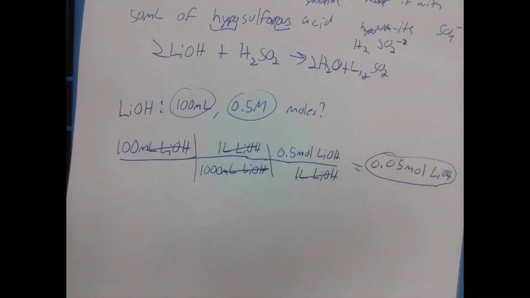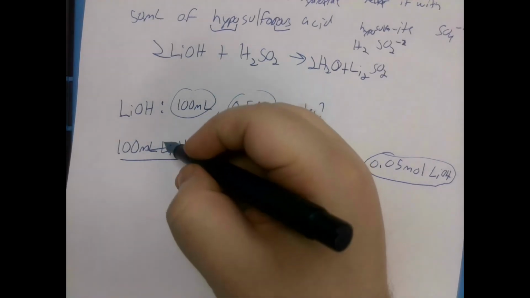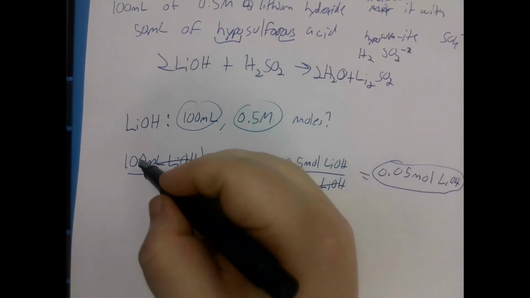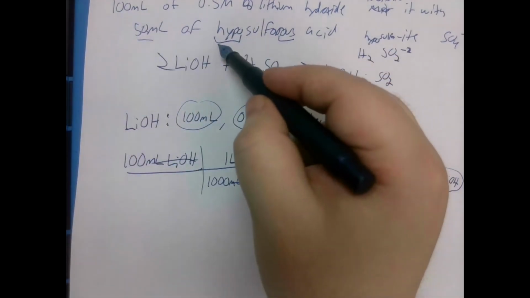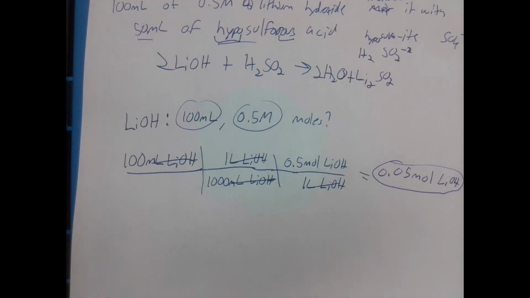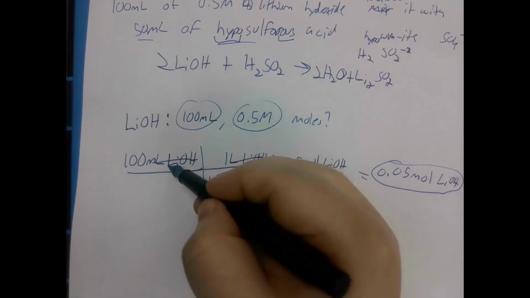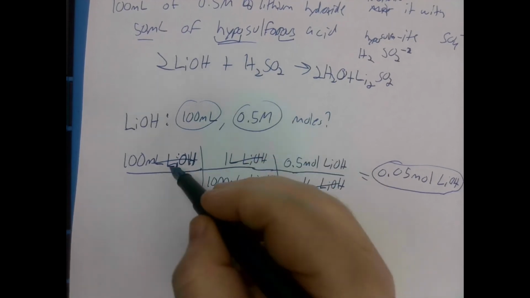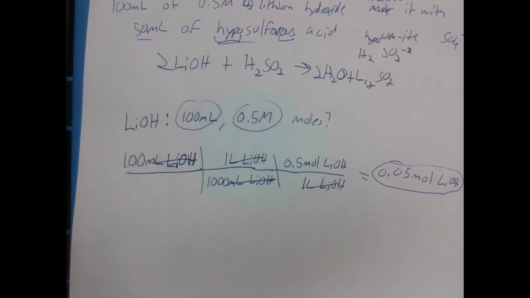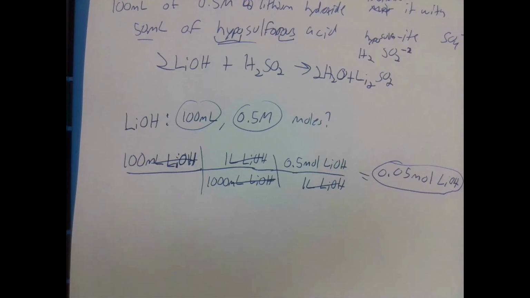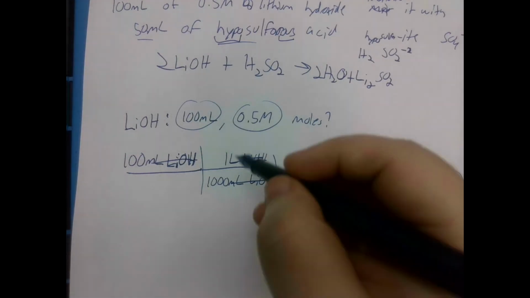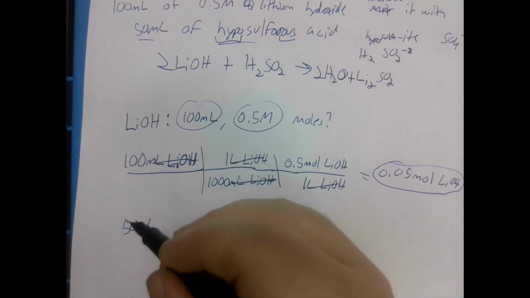I did notice on some of y'all's homeworks, y'all chose wrong ones. For example, someone started with 50 milliliters. 50 milliliters is attached to the hyposulfurous acid. You should keep the full unit for it. This is milliliters of lithium hydroxide. How many moles of hyposulfurous acid do we have?